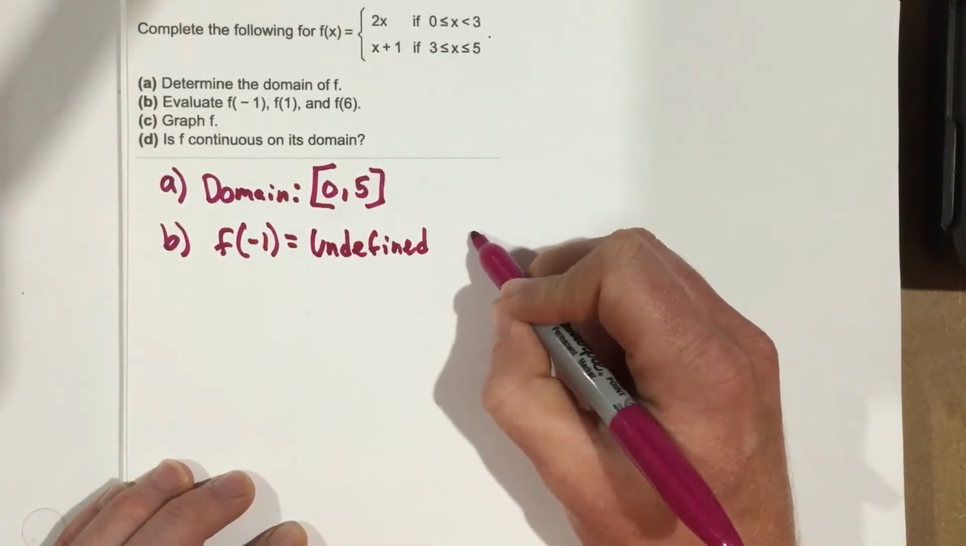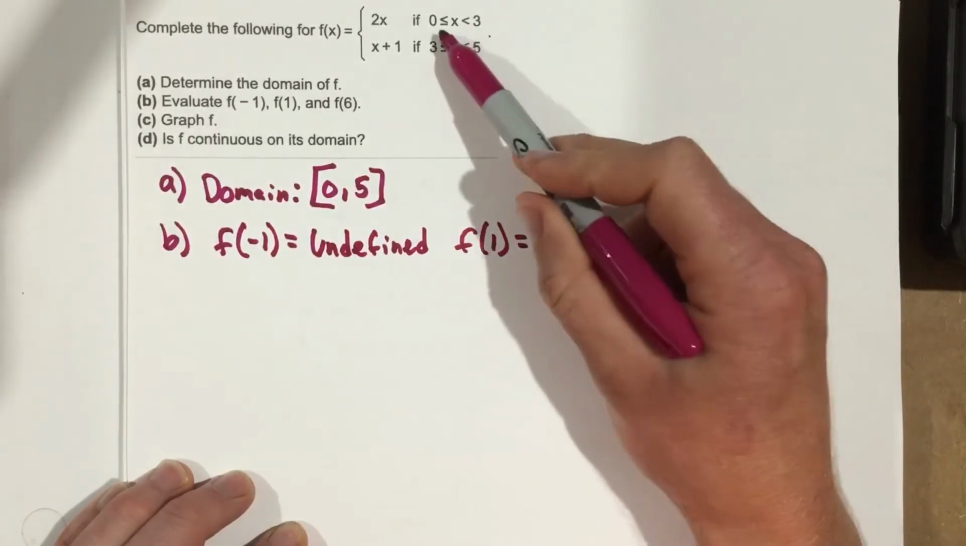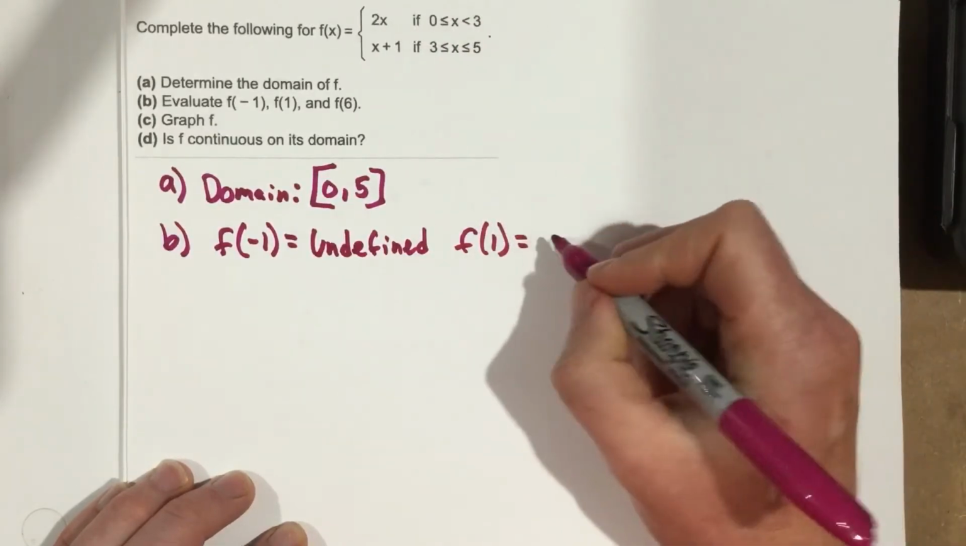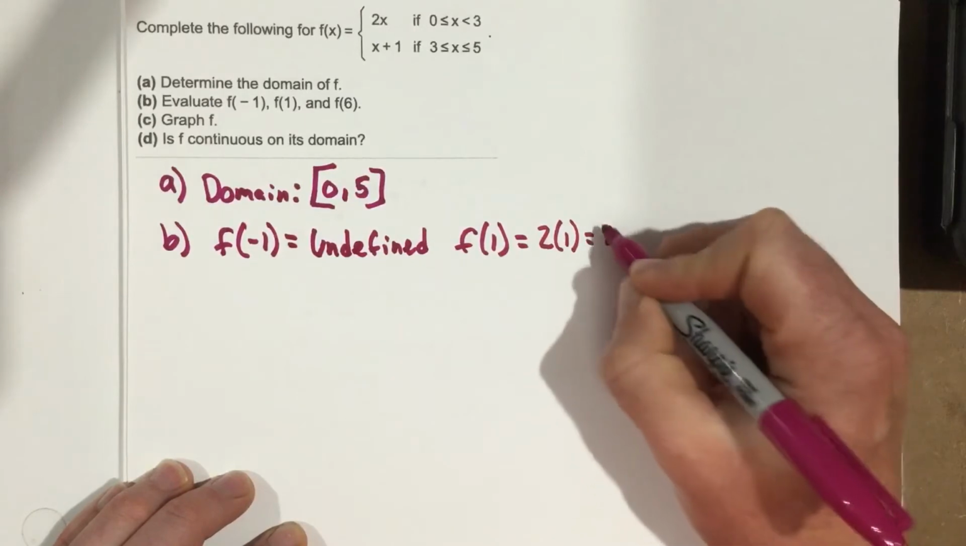What about f of 1? Well, f of 1, if we plug 1 in, 1 is between 0 and 3, so we're using this function. So we're going to say 2 times 1, which is 2.